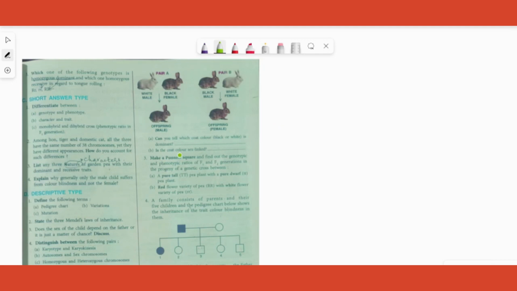Is the coat color sex linked? No, it is not sex linked. If it was sex linked, it would be dominant in one of the genders. So that's the answer for that. Next question.